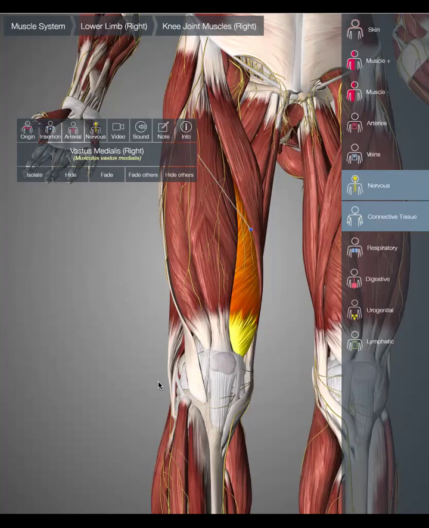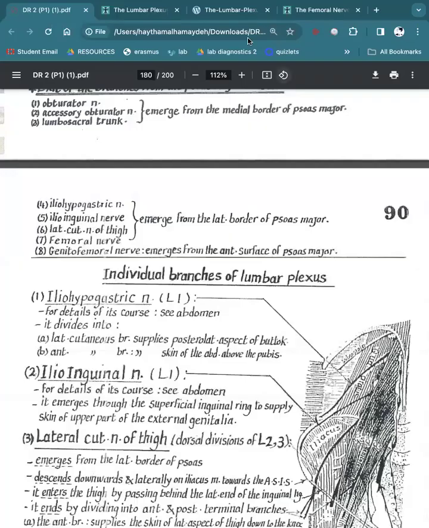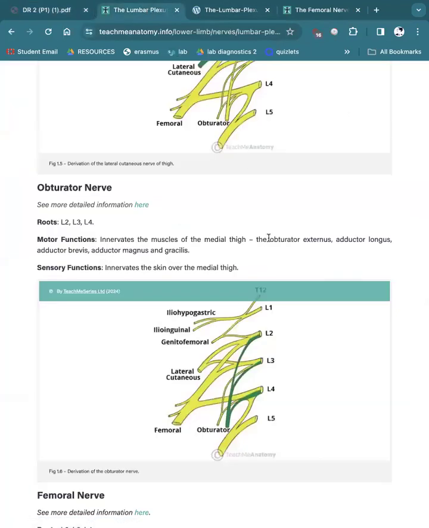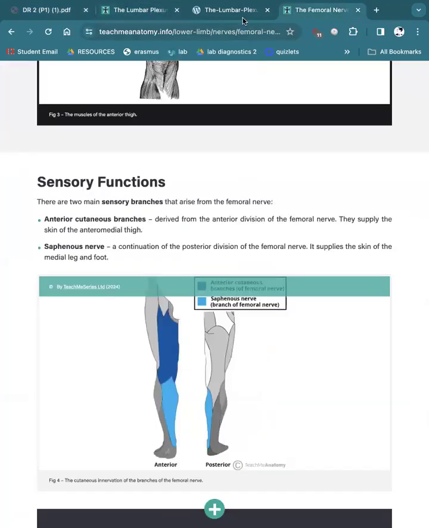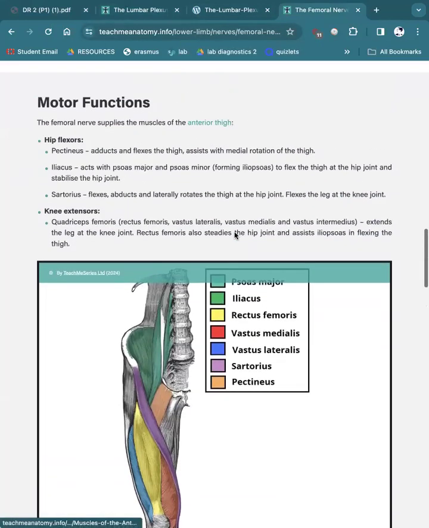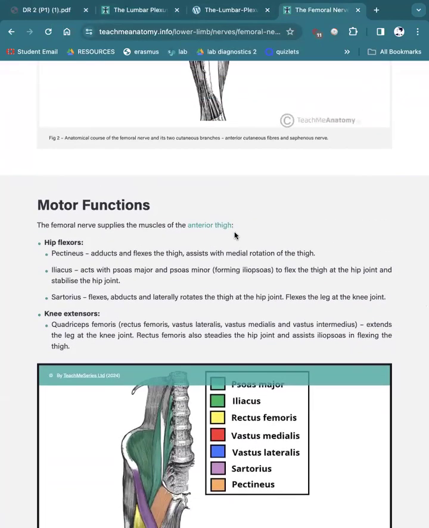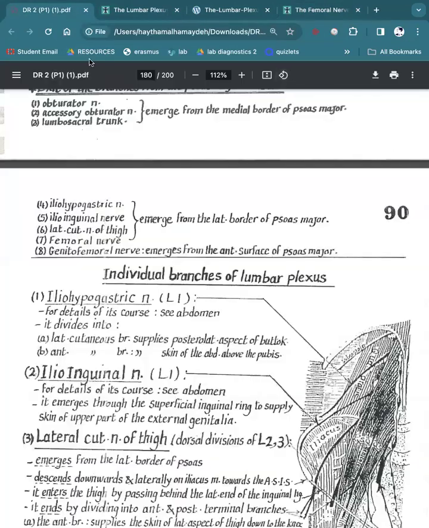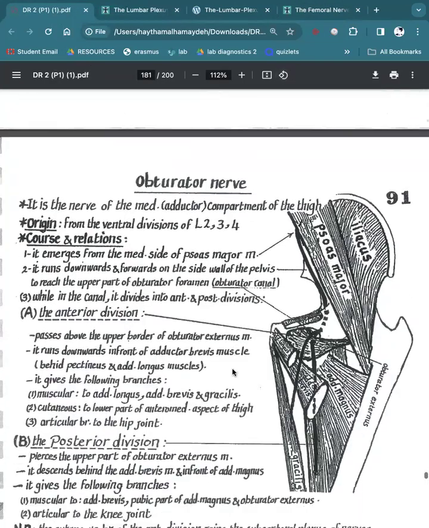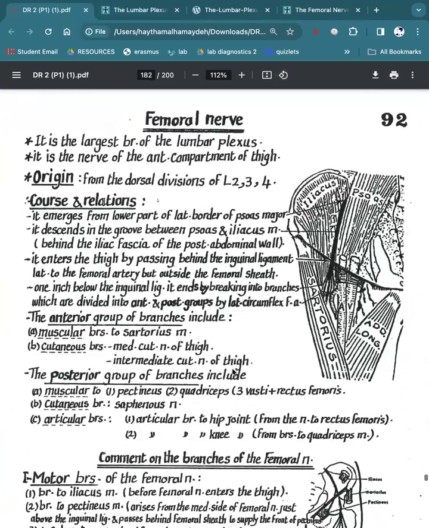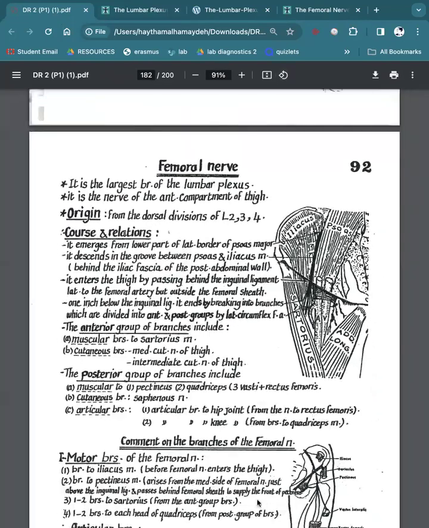Once again, you mentioned the pectineal branch, anterior cutaneous branch of the femoral nerve, then the sartorius branch, and the saphenous nerve. But I also have notes from the class, and we have proximal muscular branches, distal muscular branches, and articular branches. What are they like? I actually don't know that, but let's see here what we have.